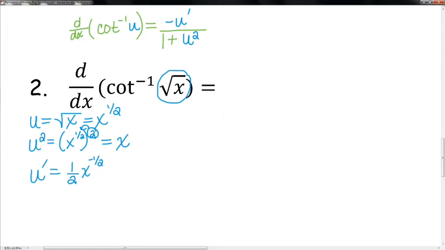And so let's use these values to find our derivative of arc cotangent. So this is going to be equal to negative u prime. So we're going to fill in that -1/2 x to the -1/2 divided by 1 plus, and then u squared we said was going to be x, so we're going to fill in our x.